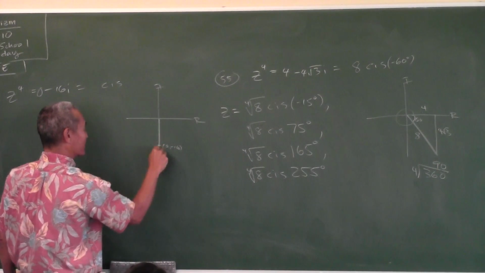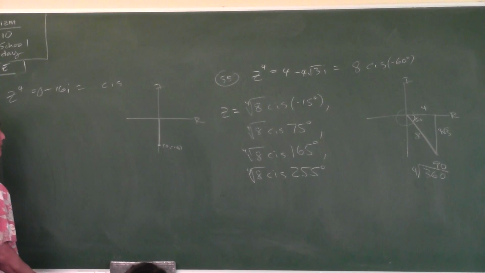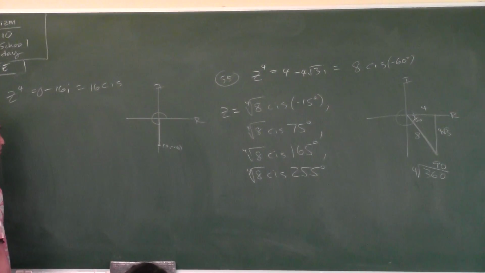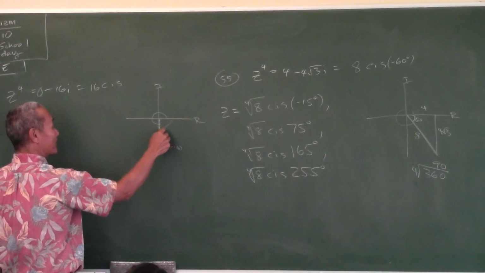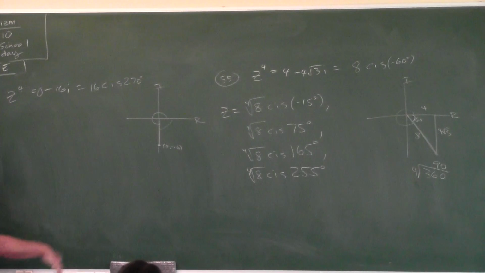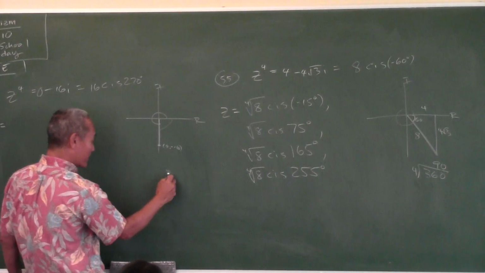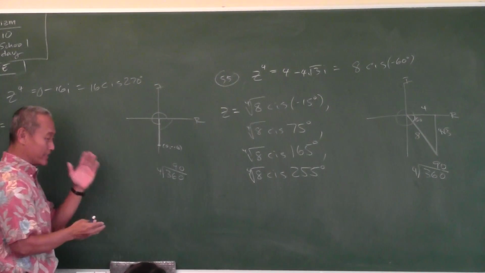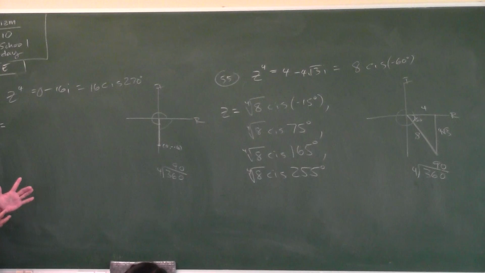How far from the origin am I? 16. What's this angle like that? 270, or would you rather go negative 90? This time, let's just go 270. Let's do something different, okay? So how many answers are there going to be? It's fourth root? 4 answers, okay? So 360 divided by 4 is 90. So every 90 degrees, you're going to have one. So if I could just find the first one, I just keep adding 90 every time.